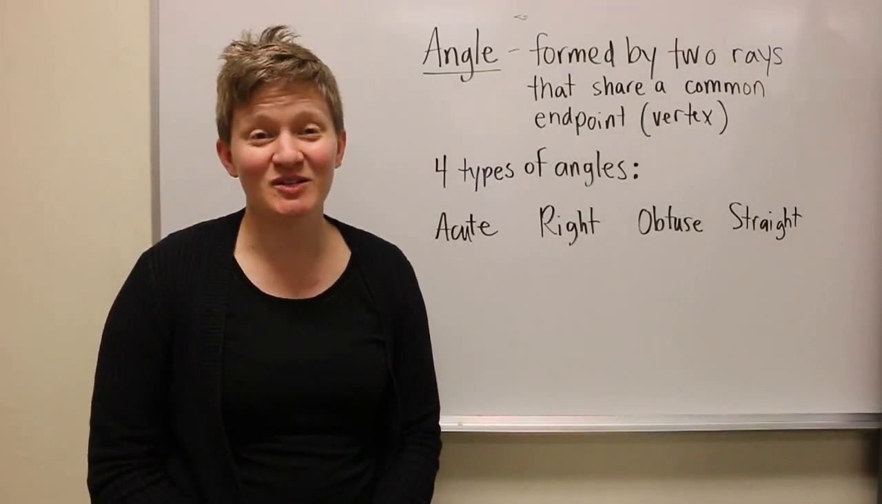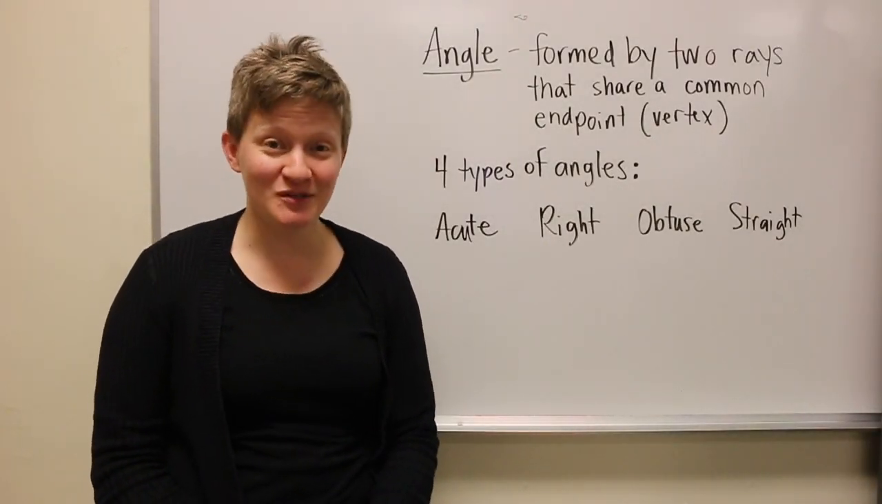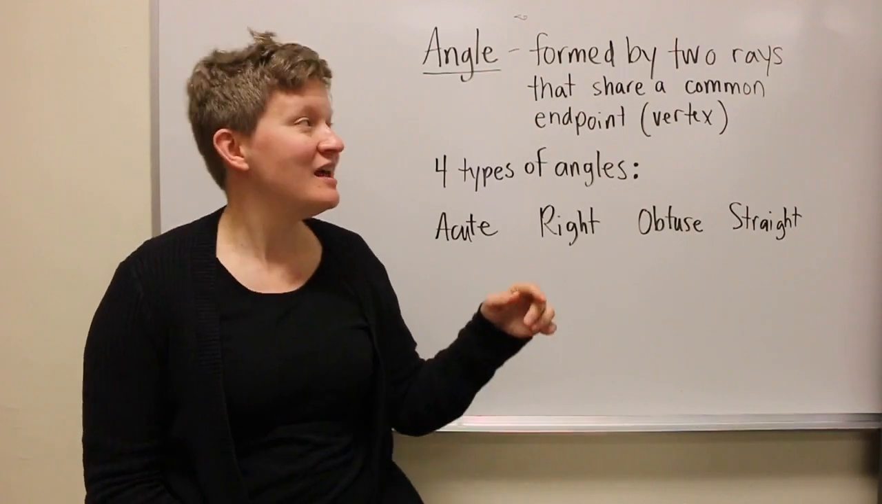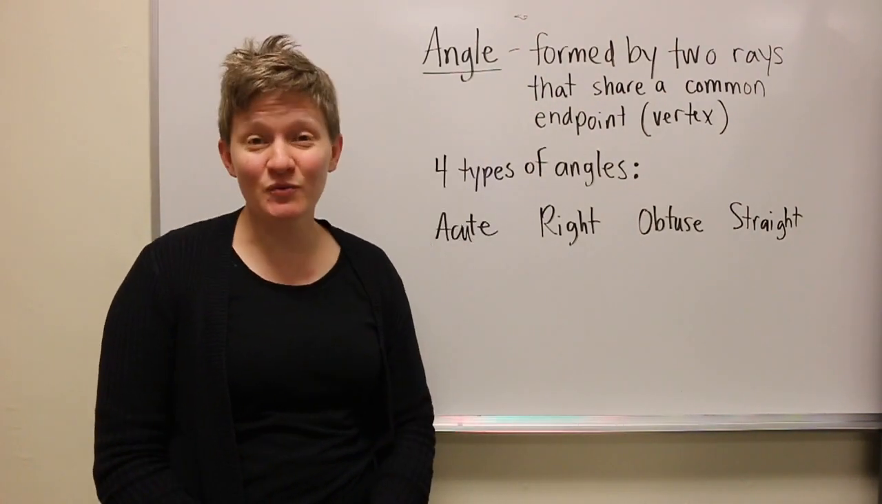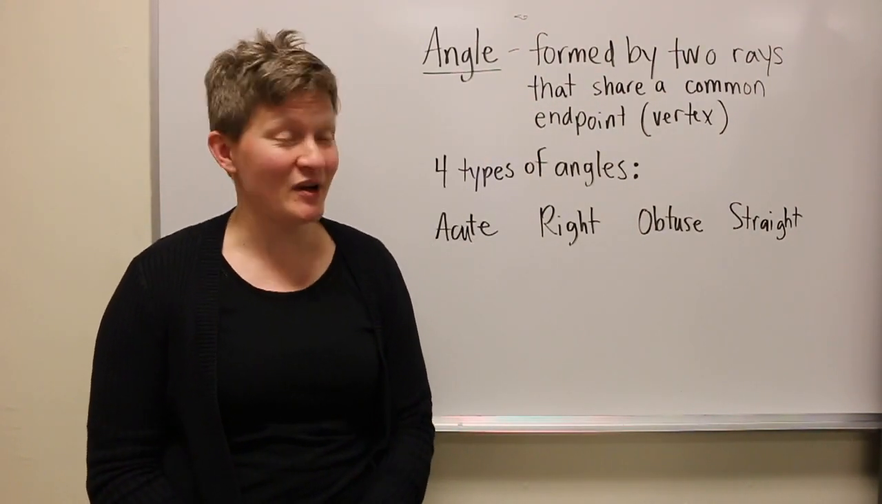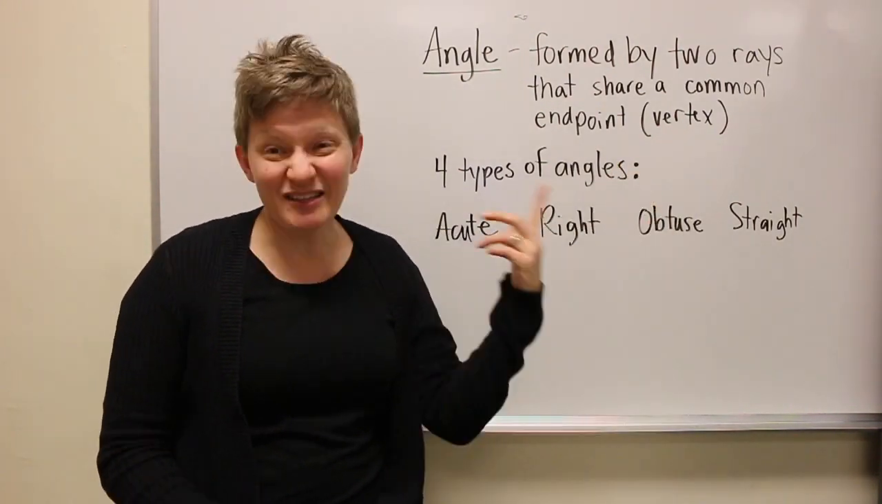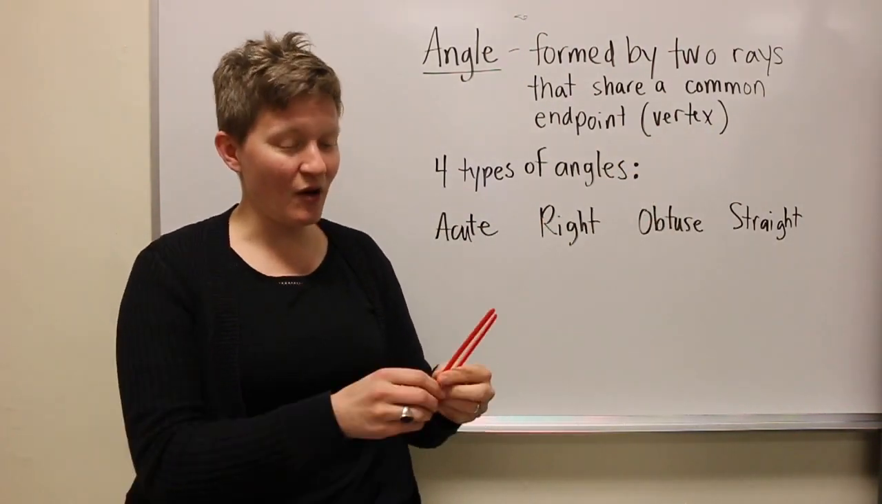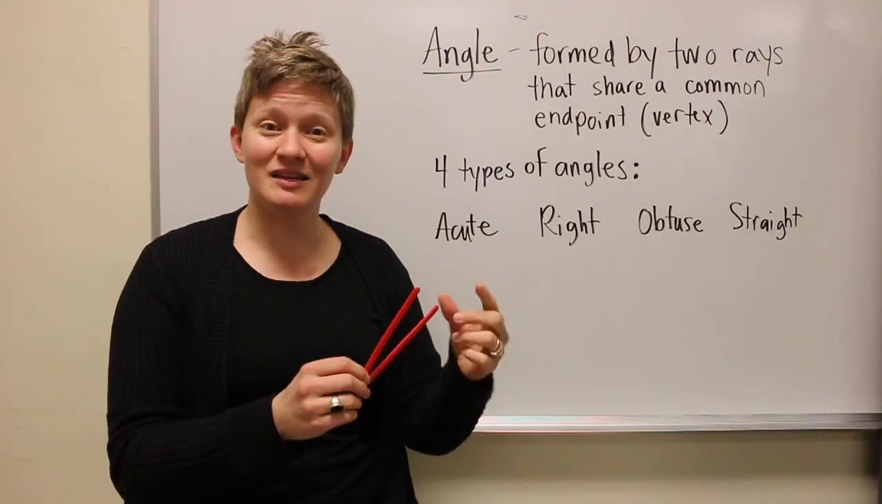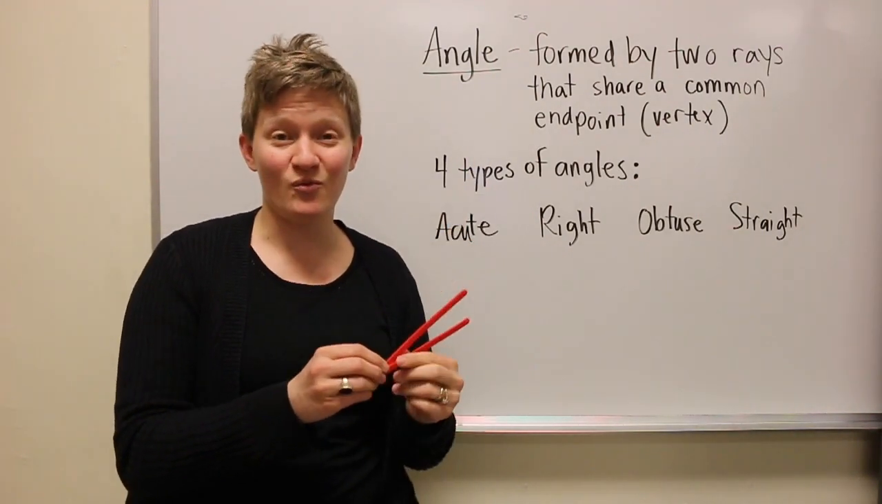This video is going to talk about angles and types of angles. So first let's get a definition down. An angle is formed by two rays that share a common endpoint. And the name of that endpoint is the vertex. So let's look at an example. A ray, by the way, is just a line segment that goes on and on forever in one direction.